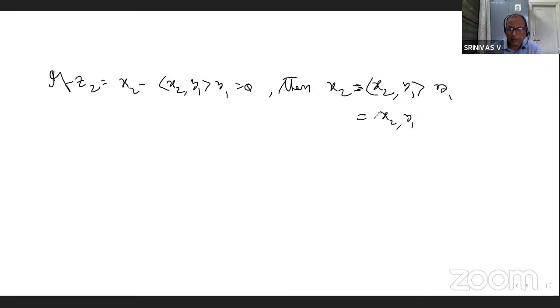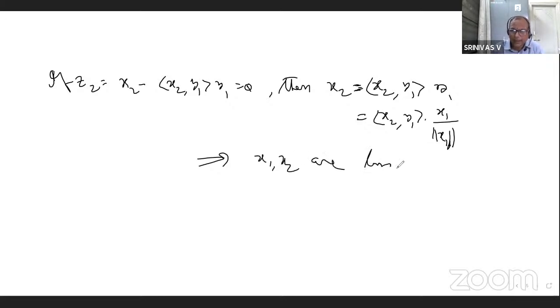x2, y1 is a scalar, and y1 is x1 by norm x1. That's how we define y1. So this is a scalar, and this is a scalar, so this is a scalar multiple of x1. This implies that x1, x2 are linearly dependent, and this is a contradiction, because your x1, x2 are linearly independent.